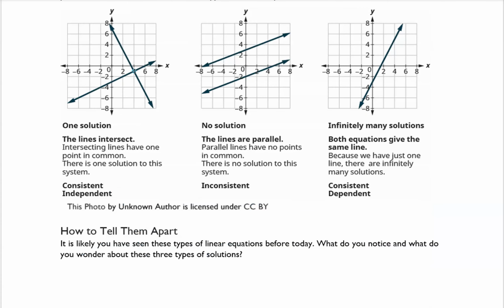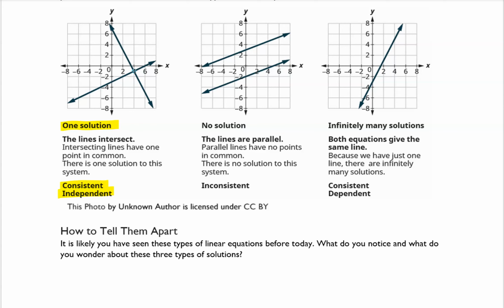So here in this first image, we have that there is one solution. The lines intersect. Intersecting lines have one point in common. There is one solution to this system. So sometimes you'll hear it called consistent independent.